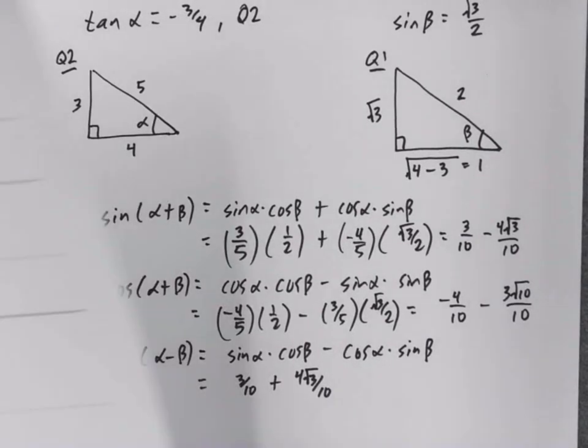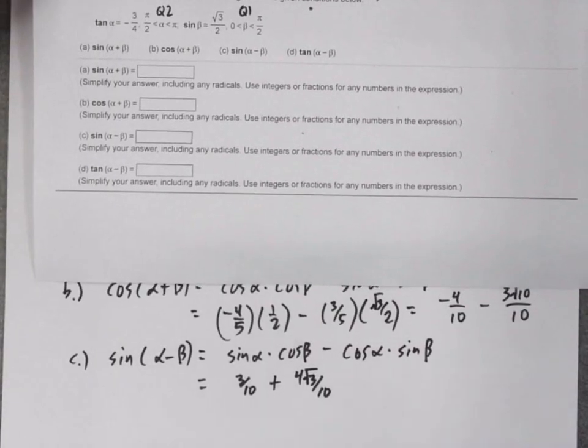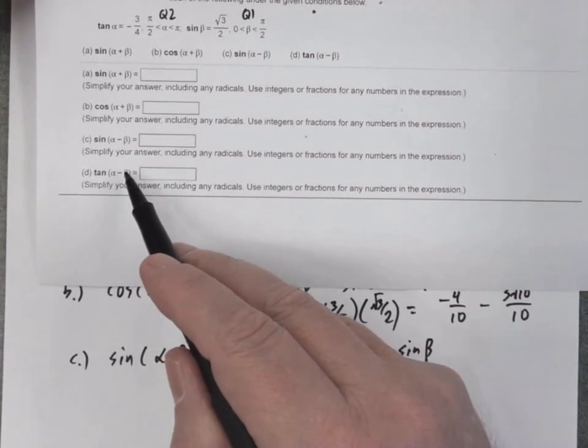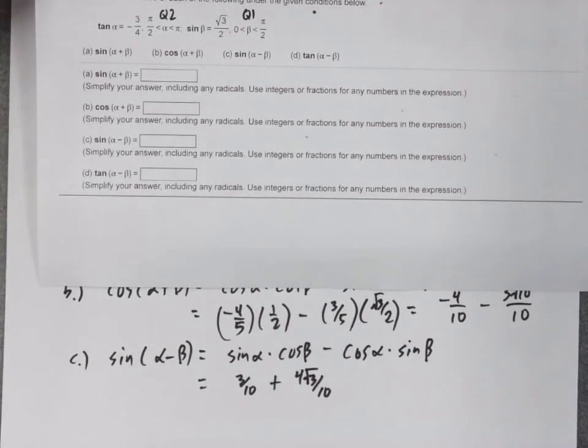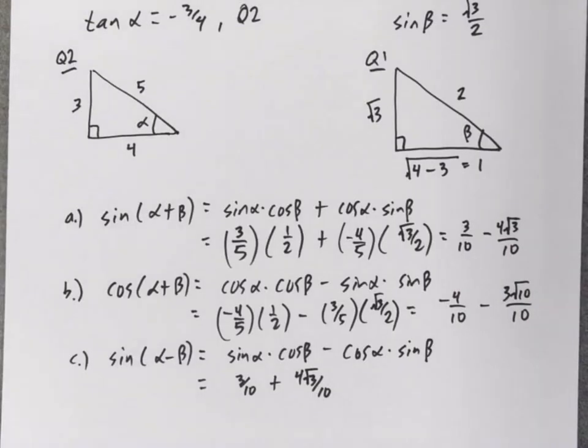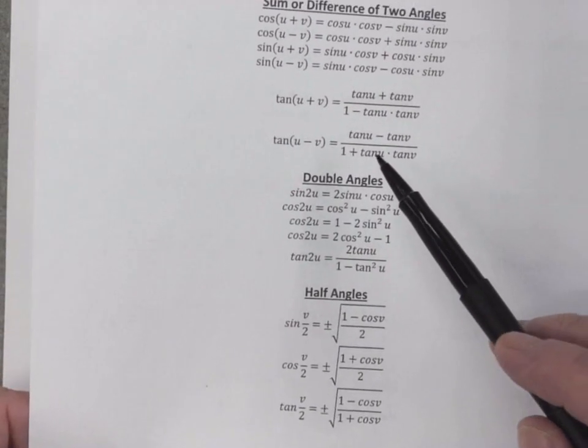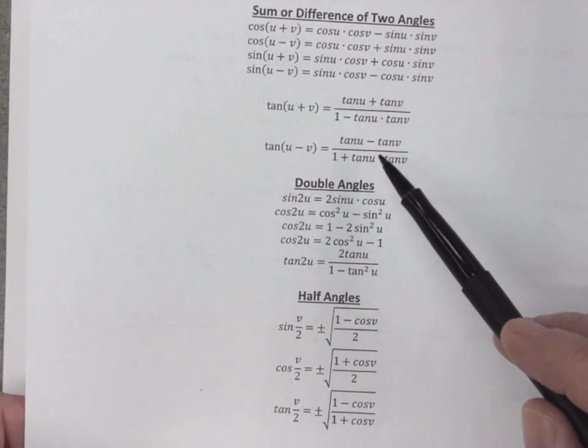Then the last one, tangent alpha minus beta. Tangents can be a little messy. We look here, ends up being a fraction.